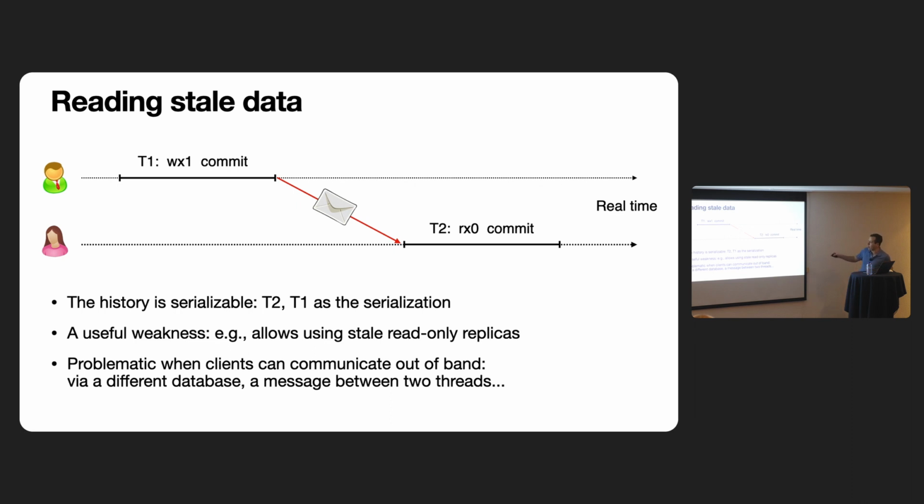So this message may either be an explicit message between two threads or two machines, or it may be just using another database as a service. So somebody in the coffee break said TikTok. So I guess this is the millennials, you know, I post a message on TikTok saying I did it, right?